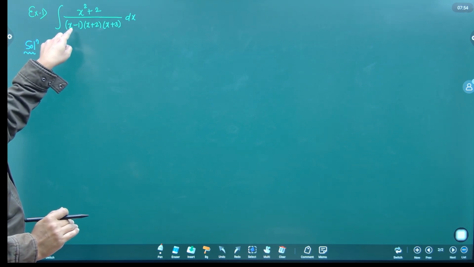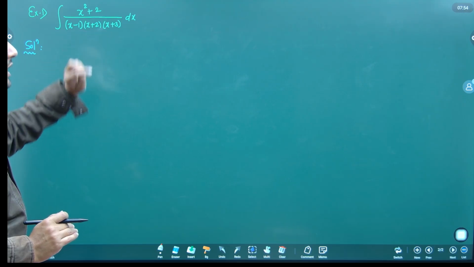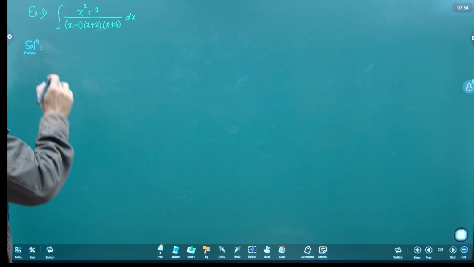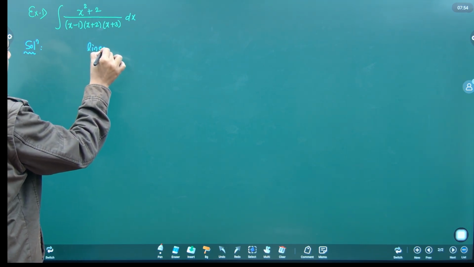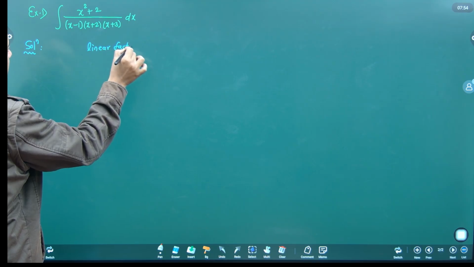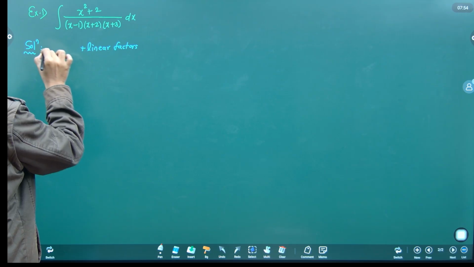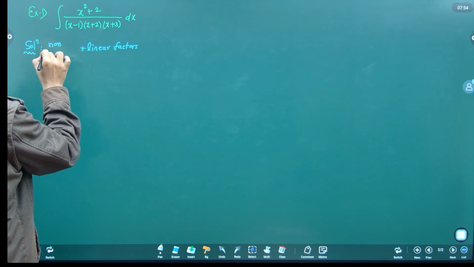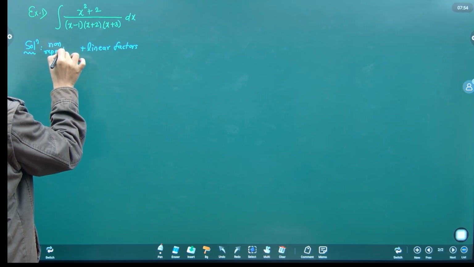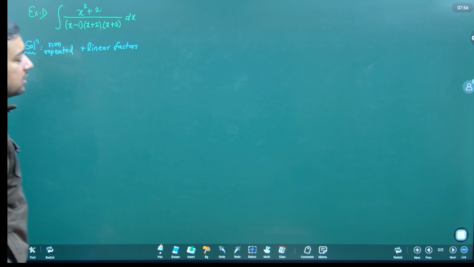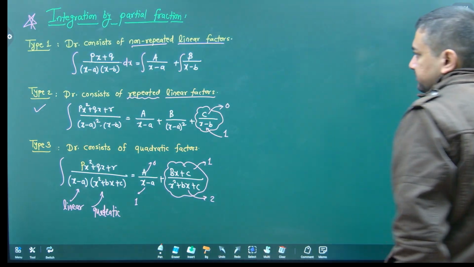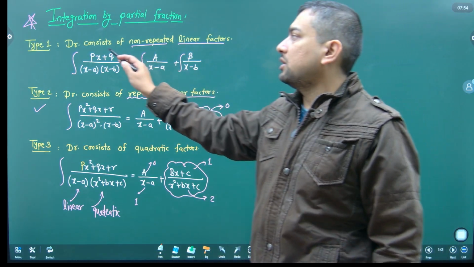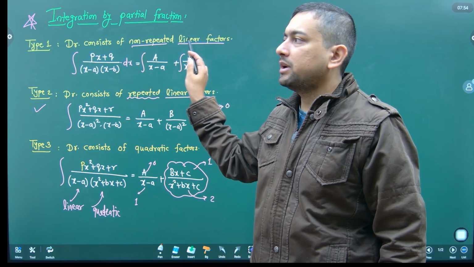The denominator consists of x minus 1, x plus 2, x plus 3. I can observe that these are all linear factors, and they are non-repeated. It's a non-repeated linear factor. So which case does it become? It's the first case: the denominator consists of non-repeated linear factors.